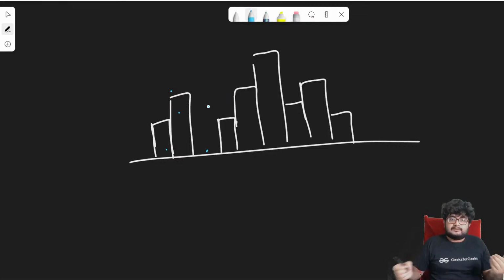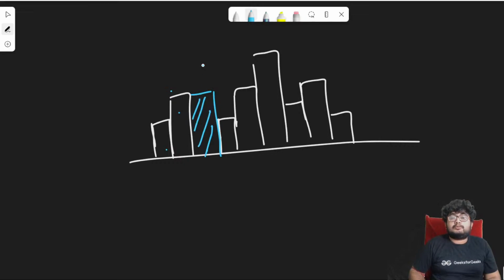How much rain we can store? There are two possible routes of escaping, that is the left side and the right side. So we can only store up to this much amount of rain, because if we store more than this, it will escape from the left hand side. For this block, how much rain we can store on top of this? We can again store this much amount of rain.